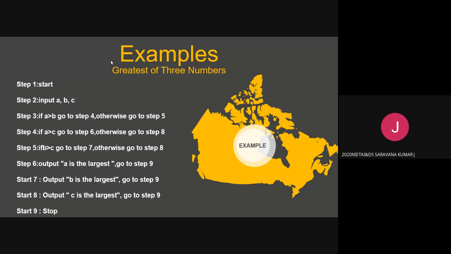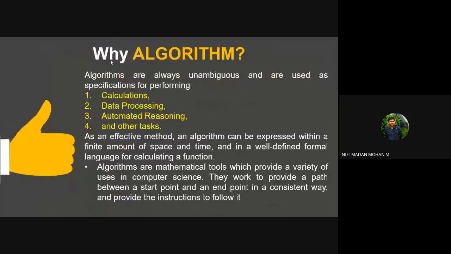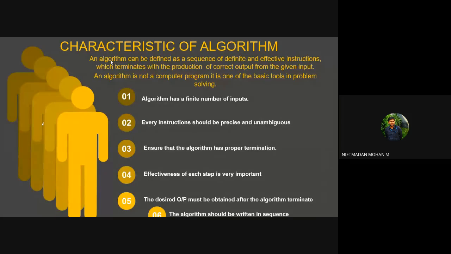Now we will go with the characteristics. The algorithm can be defined as a sequence of definite and effective instructions. Whatever you saw in the 9 steps, those are instructions. You want to follow the instructions. If the condition is true, you jump to step 5. If the condition is false, you jump to step 8. These instructions terminate with the production of the correct output from the given input. So in the final result, you want to get the correct output. That is the main agenda of this algorithm.